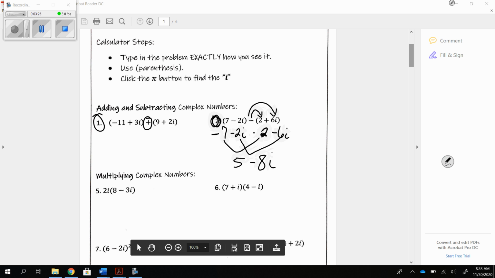Okay? Adding and subtracting is really easy. It's just combining like terms. You can use the calculator way, or you can just do simple math that I know you know how to do.